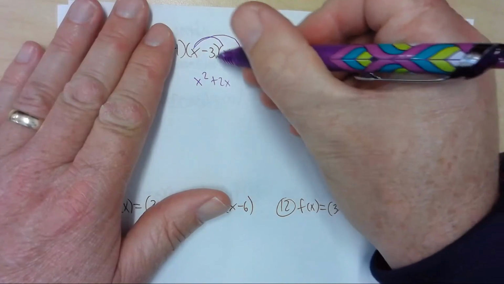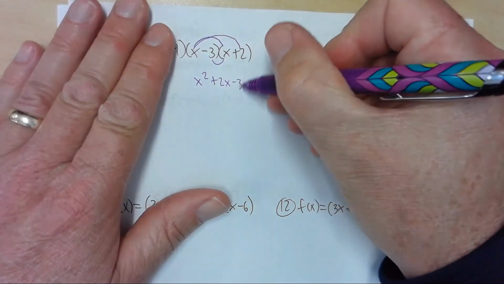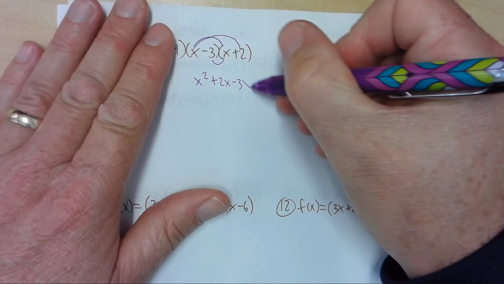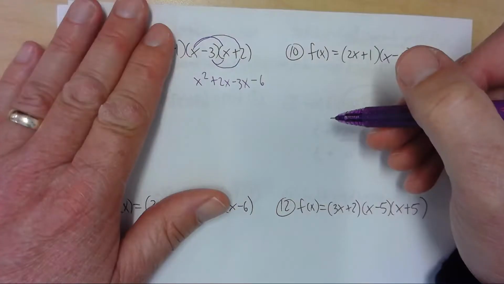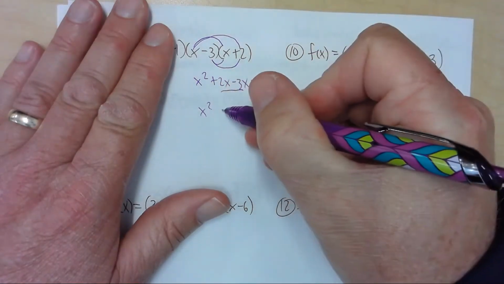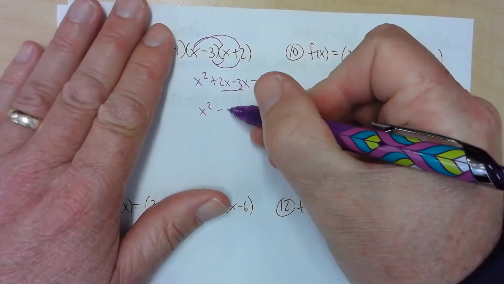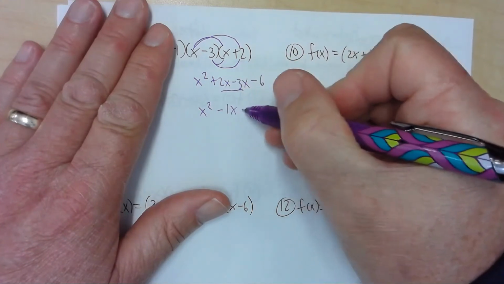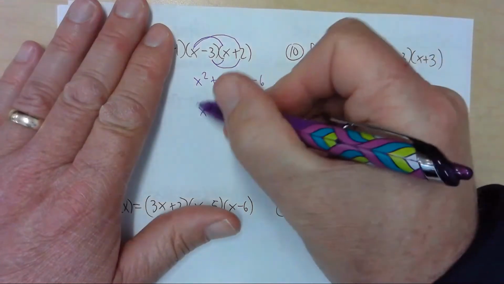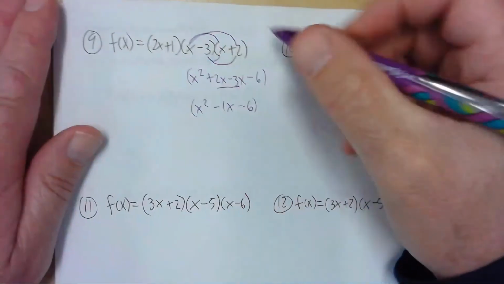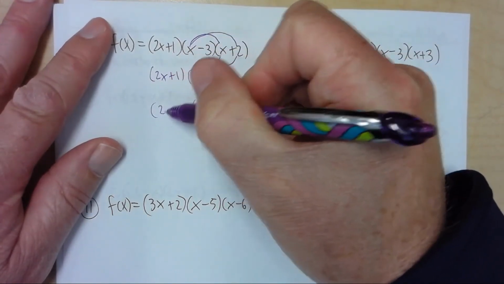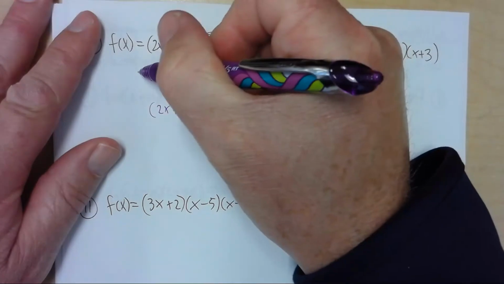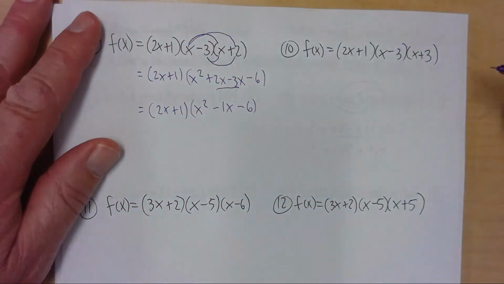2x minus 3x and negative 6. All right. These are like terms, so we get x squared, negative 3 and 2 make negative 1x, and minus 6. All right, so each time this would still be multiplied by 2x plus 1. 2x plus 1 equals. So there we go.